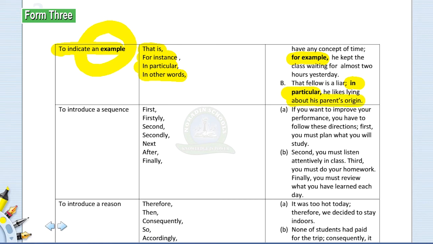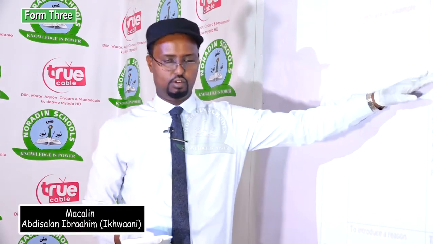That really comes to the end of the first section of linking words. We will move to the second section, inshallah, a minute later.